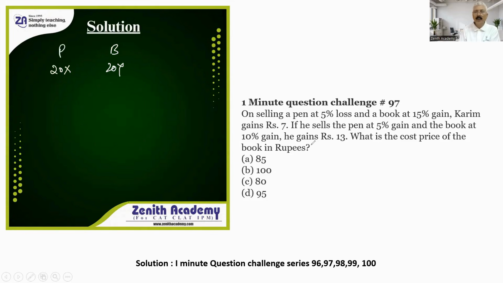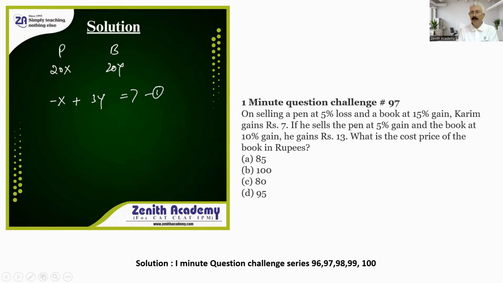So first time, 5% loss on the pen means 1 upon 20 of 20x is x. So the loss is minus x. Okay. And the book at a 15% gain. So 3 by 20 of 20y is 3y. So 3y is the gain. Net gain is 7 rupees, so minus x plus 3y equals 7 rupees.